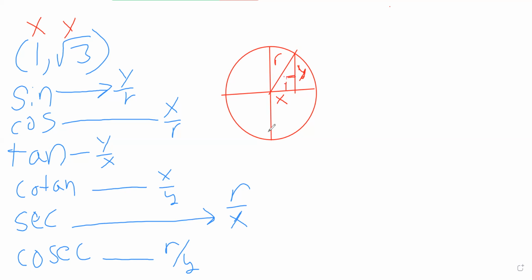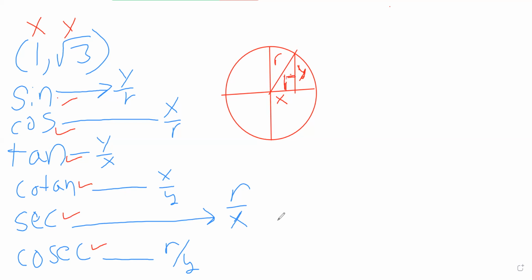I label my triangle X, Y, and R. R is always opposite of the right angle. X is the one going across the horizontal line, and Y is the one going up and down, the vertical line. So far I've listed the six functions here: sine, cosine, tan, cotan, secant, and cosecant. These are my ratios, my fractions. So these are the values.